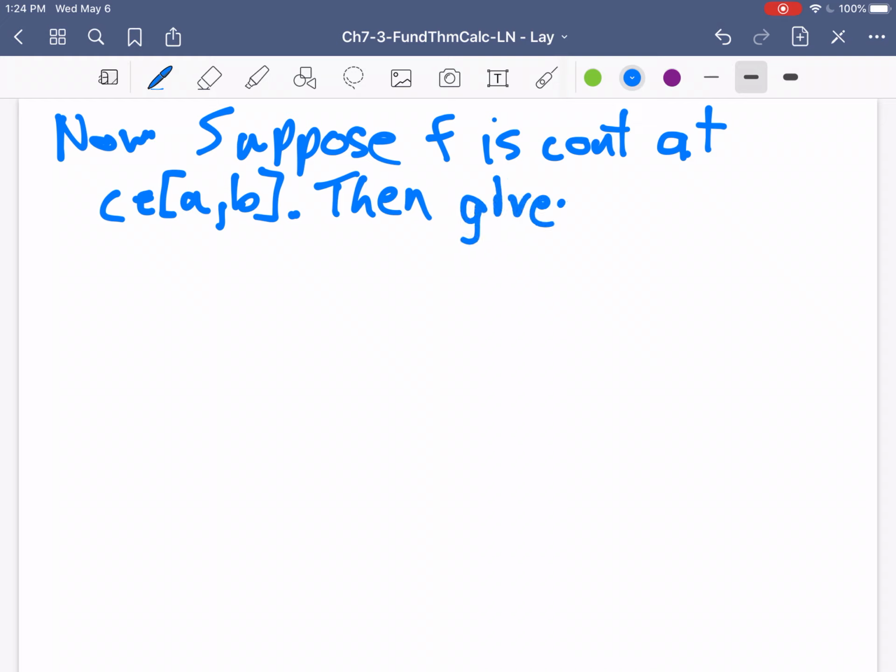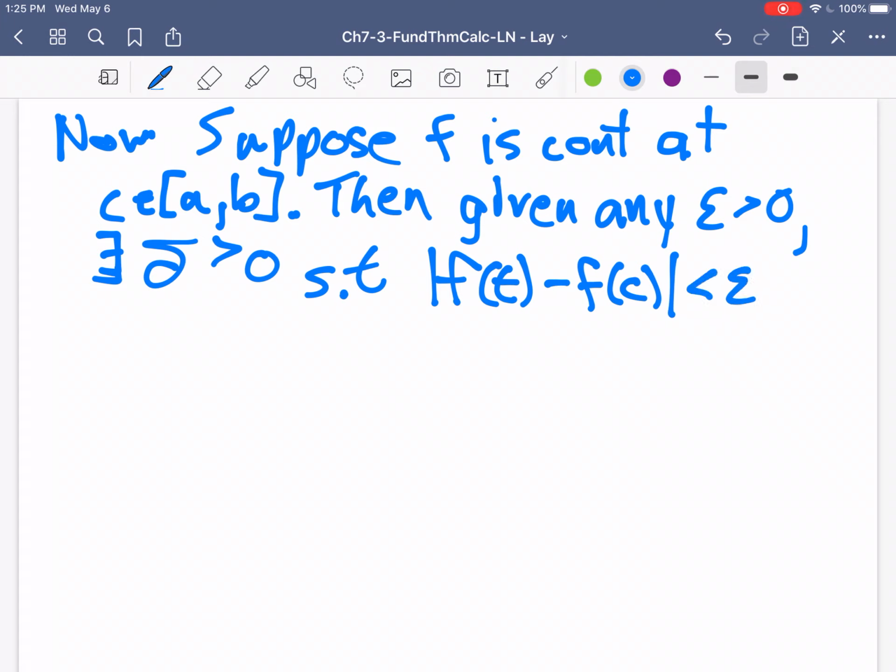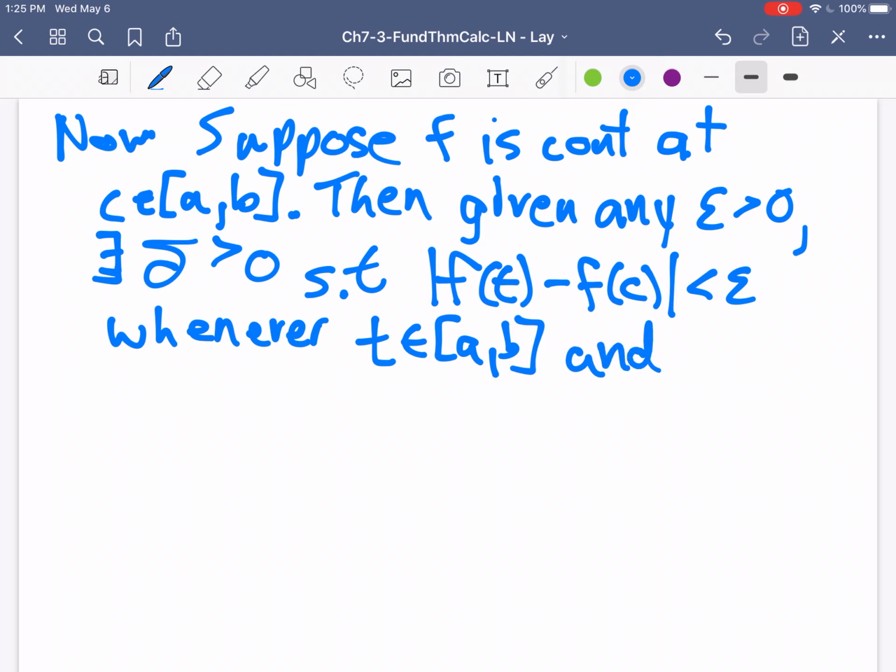Then, given any epsilon greater than 0, there exists a delta greater than 0, such that the absolute value of little f of t minus little f of c is less than epsilon whenever t is in that closed interval, and the difference between t and c is less than delta. Right. So since it's continuous, then we know that to be true.